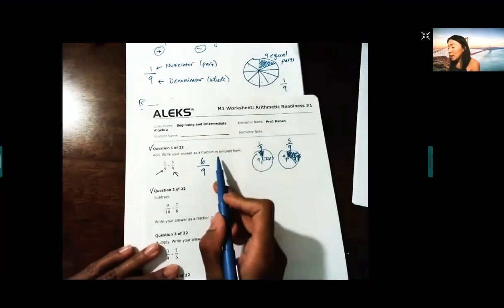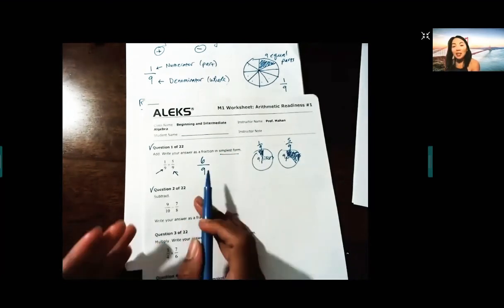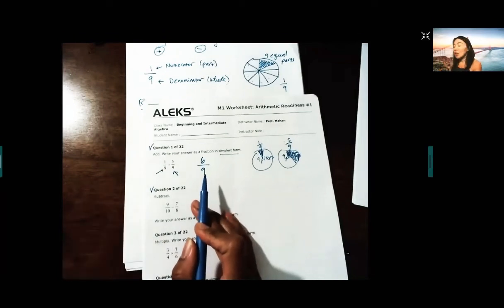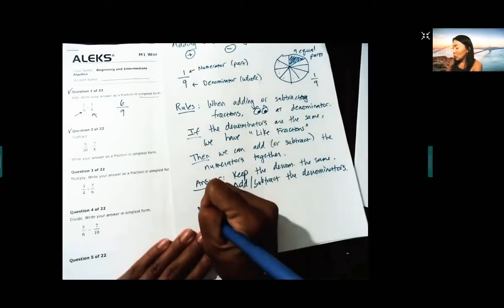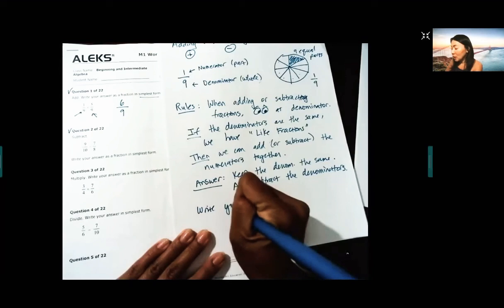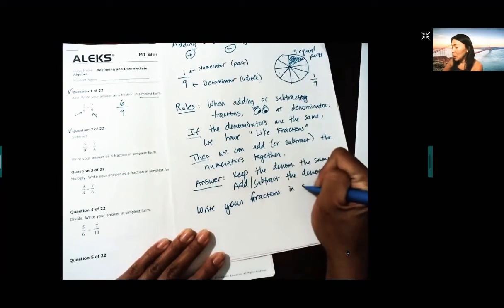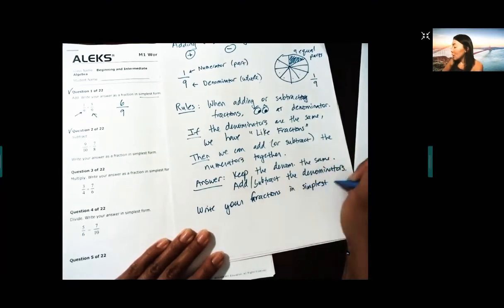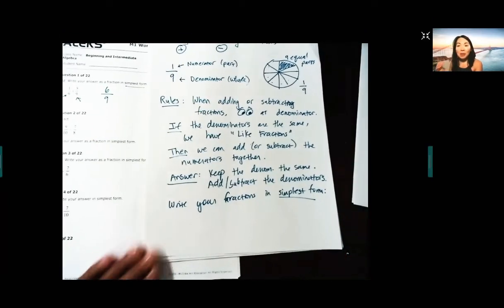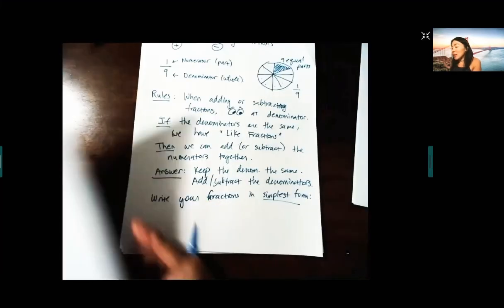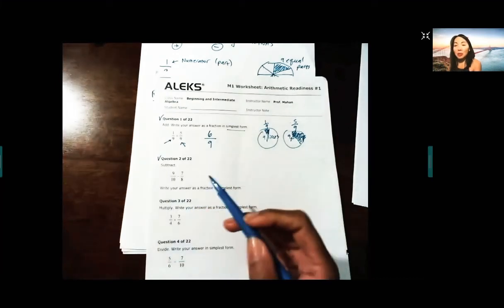So notice that the question says in simplest form. In simplest form, you want your answer in the smallest form possible. So here, 6/9, write your fractions in simplest form. When you get to the very end, you want to write in simplest form. So what does it mean to write something in simplest form? It means to write them in the smallest form possible.